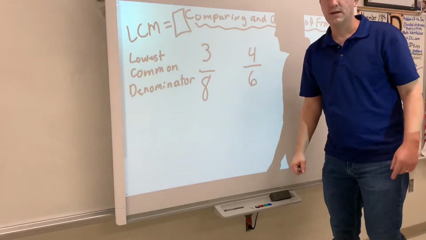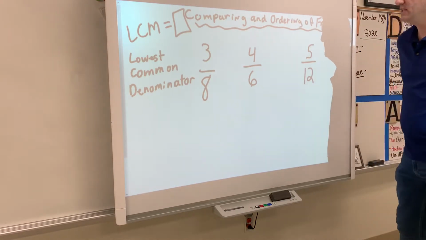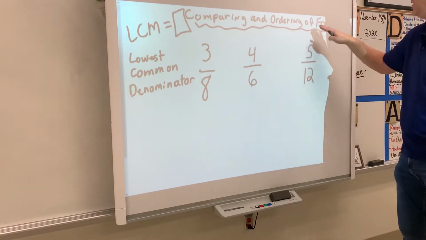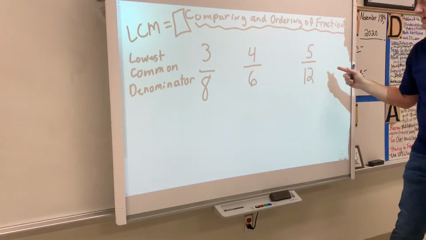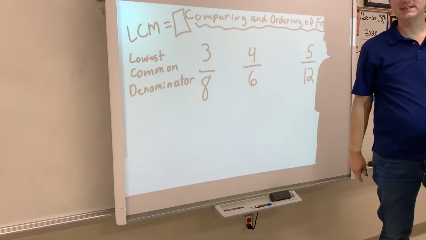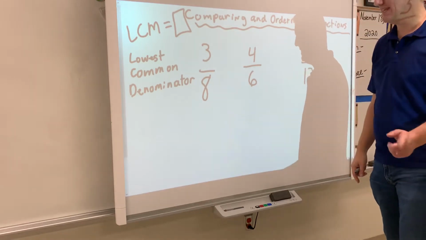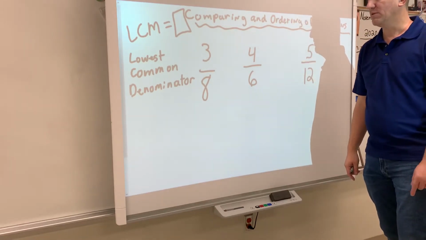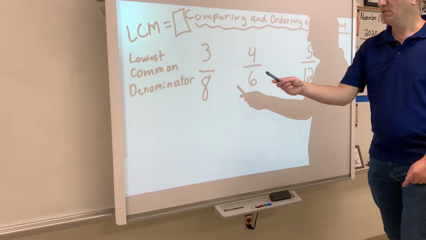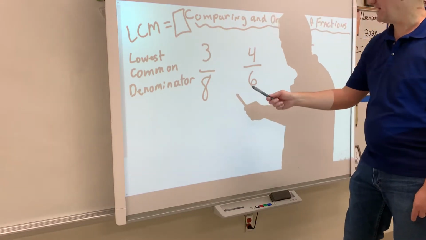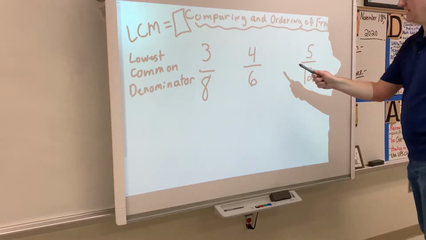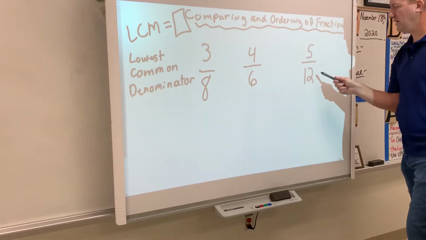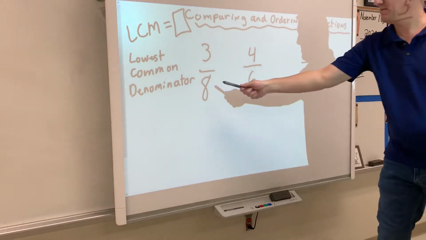All right, class, we're back here, and here's an example of comparing and ordering of fractions. I have three fractions here. We're gonna put these in order from greatest to least. So first of all, we have to find a common denominator for all of these denominators.